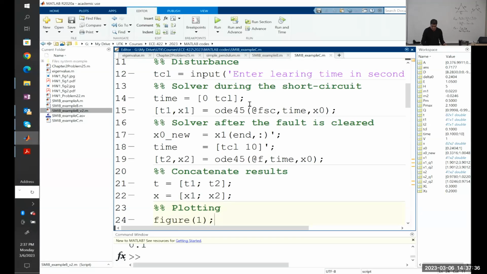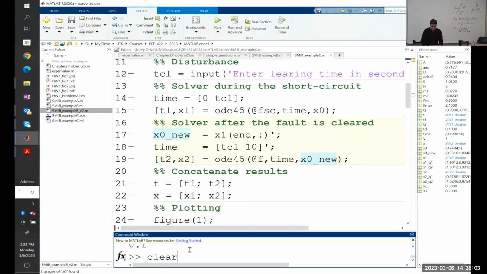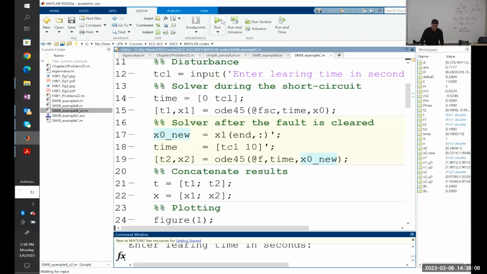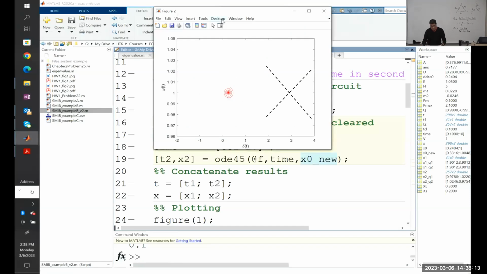This part is working fine. But this part is not working fine because I didn't change the initial condition. I was having the same initial condition of the stable focus, and the system just went there straight. No, the initial condition needs to be the last value we get when the short circuit was present in the system. So let's see now. Close all, and we'll run it again. We have to enter the clearing time, 0.1 seconds, and now we're talking.